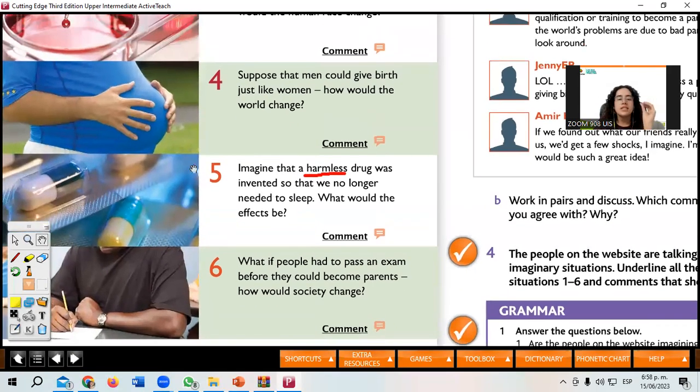Imagine that a harmless drug was invented so that we no longer needed to sleep. What would the effects be?